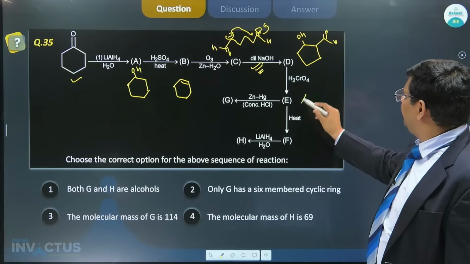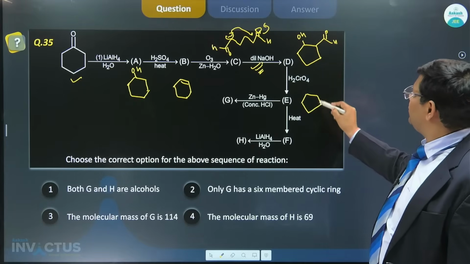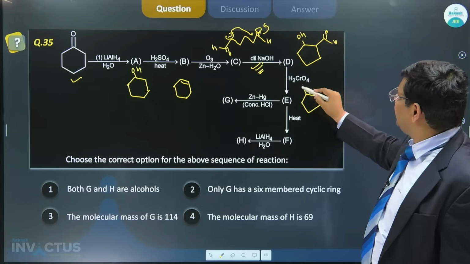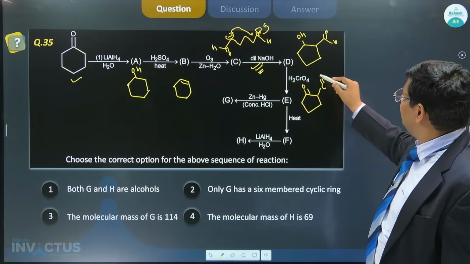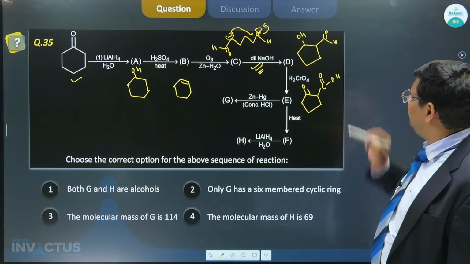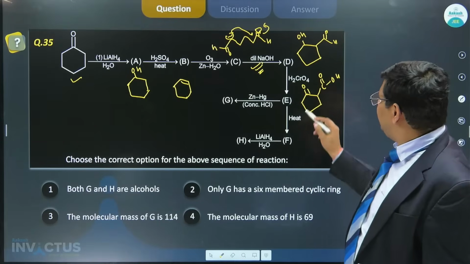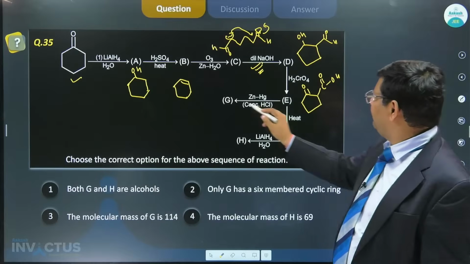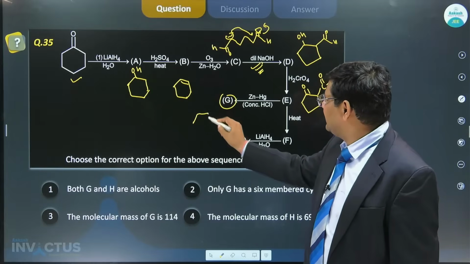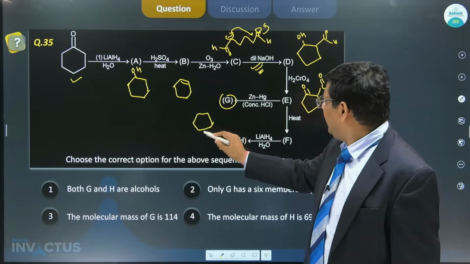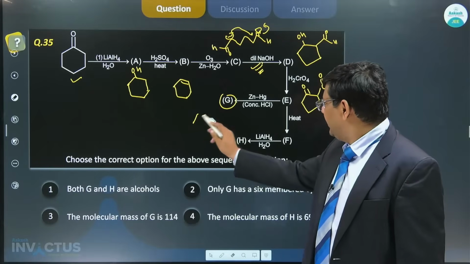After H2CrO4, H2CrO4 will be an oxidizing agent for secondary alcohol as well as aldehyde. So it will form a beta keto carboxylic acid. So in this beta keto carboxylic acid, after reduction with zinc dust, we'll simply get this compound. After reduction of this, here a 5-membered ring.